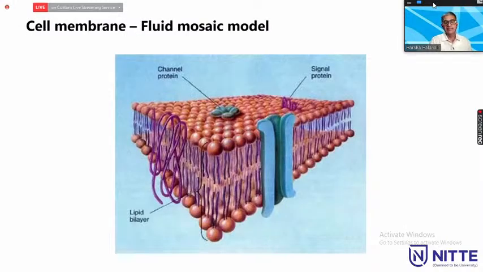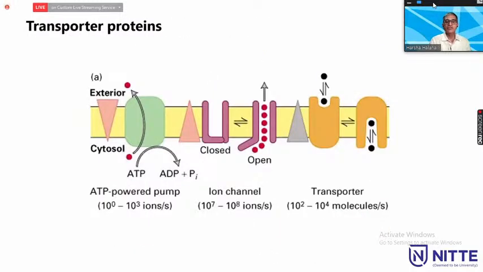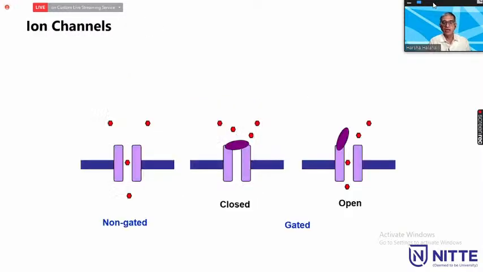So cell membranes are essentially non-permeable. The lipid bilayer is non-permeable, but protein channels and protein transporters which span the cell membrane allow ions to cross the cell membrane and therefore provide selective permeability to cell membranes. The ion channels are basically pores, protein-lined pores, which allow the free movement of ions through them.